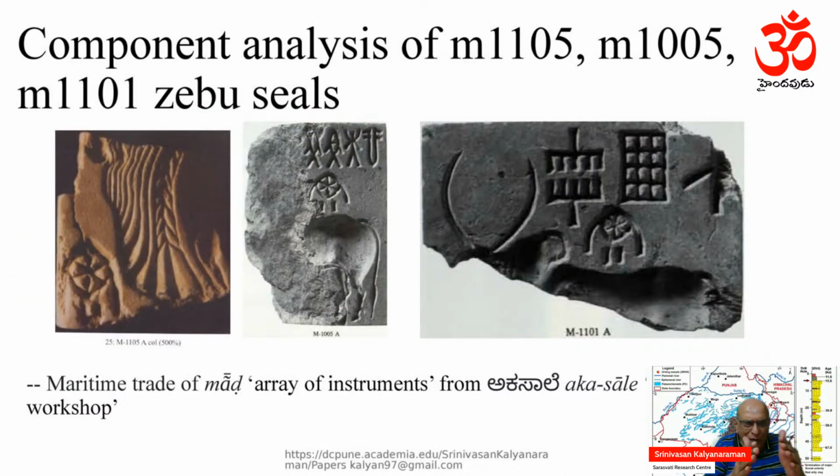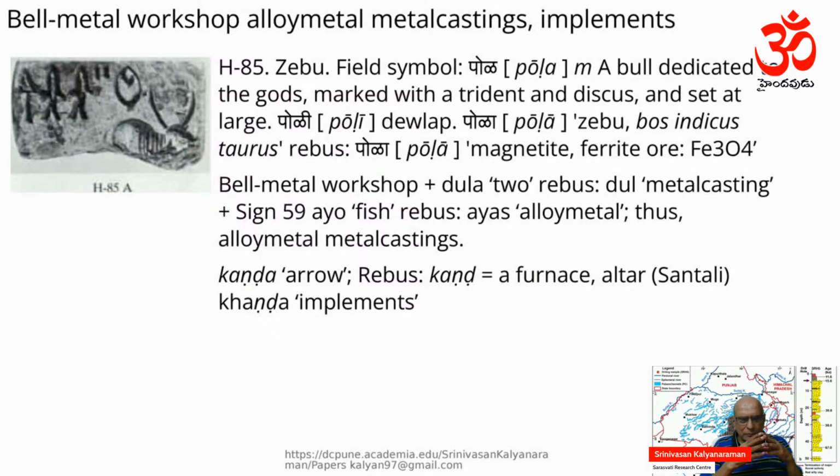In more detail, look at the Zebu seals with the signs associated with the Zebu field symbol and the dewlap. This seal clearly shows the thorn fused into the dewlap. Next please. This is the beauty of the language. So the language has got to be read in the context of the field symbol and the text script.